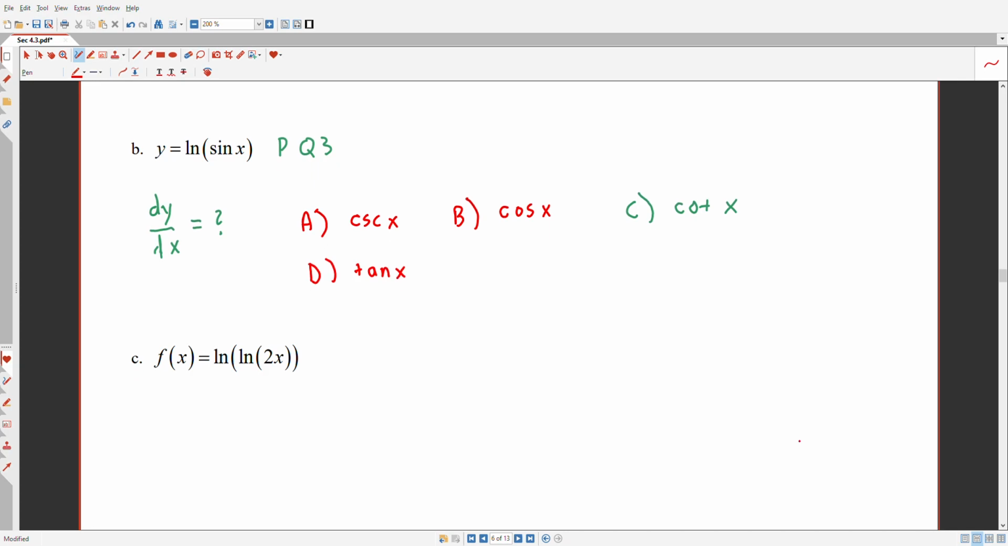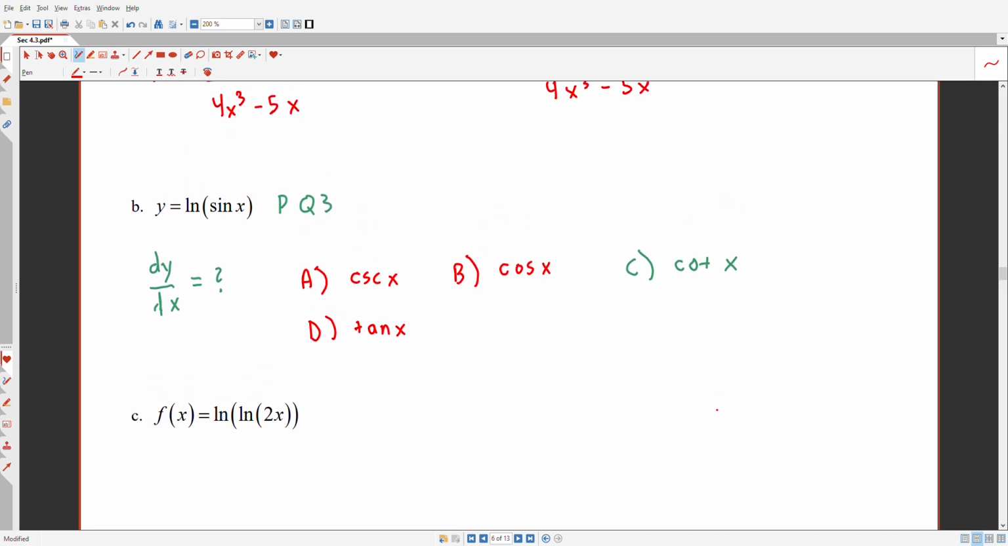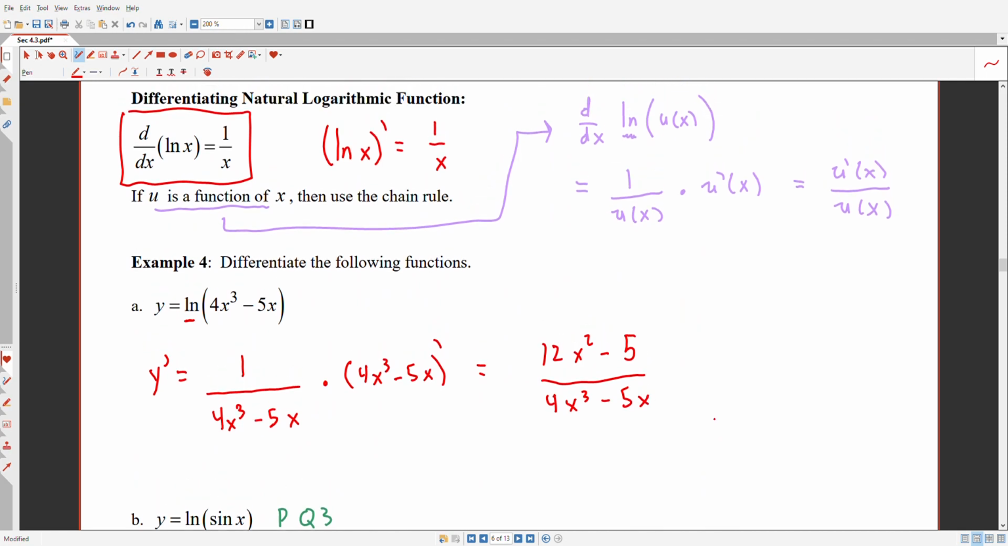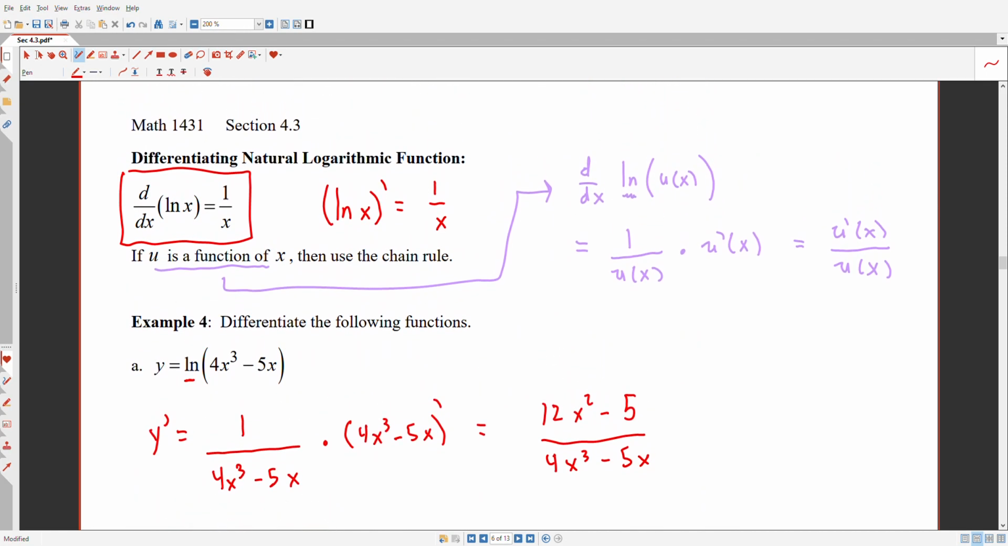So you should give yourself a moment to think about this, but really you should apply our rule for differentiating natural log and what we wrote in purple here, applying this rule when it's natural log of another function.